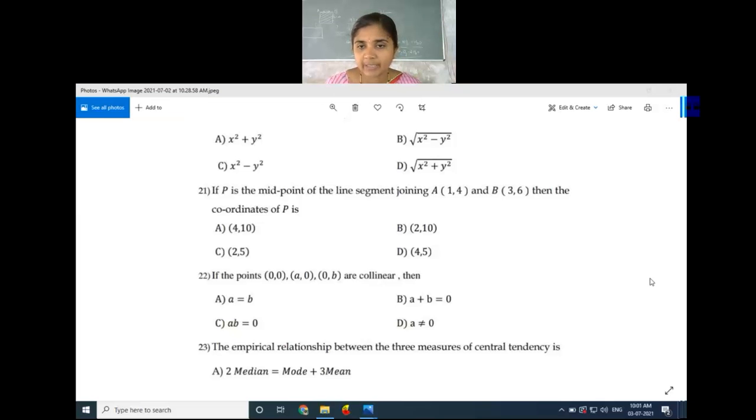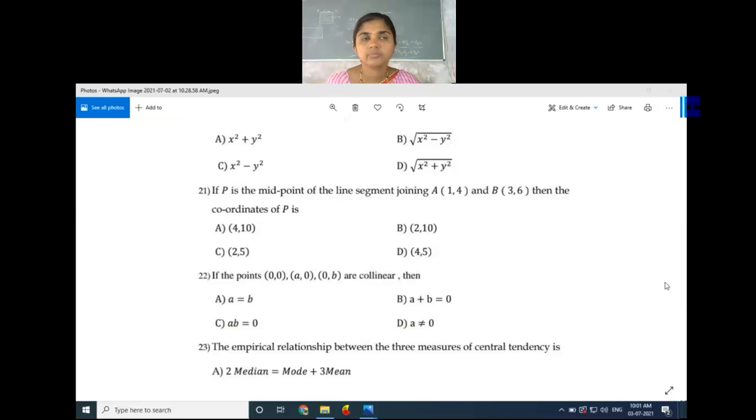P is the midpoint. We have to find the midpoint of the line segment AB. A is given, B is given. So using which formula can we find the point P? Yes, Brahati? Tell me. I don't know. Oh, okay. Bhuvana, the midpoint formula. Very simple formula. Tell me the midpoint formula.